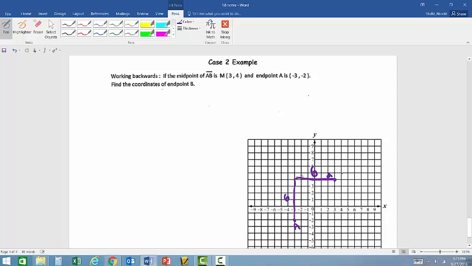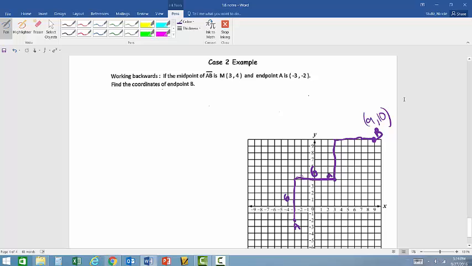All right, so if I want to find where the other endpoint is, then I have to continue this pattern and keep going from the midpoint to the mystery endpoint. So we're going to go up 1, 2, 3, 4, 5, 6. Then we're going to go over 1, 2, 3, 4, 5, 6. And that's where my other endpoint is going to be. So it looks like the coordinates for that are 9 and 10. So this is the graphing method, and we can kind of see what's going on here. We're just repeating the pattern to get to our other endpoint.